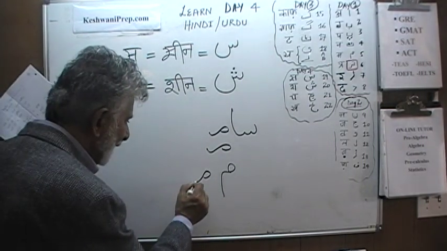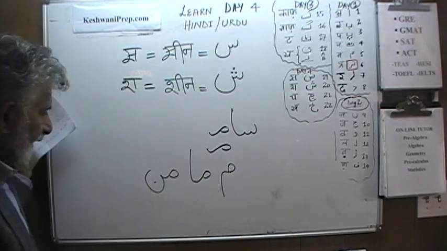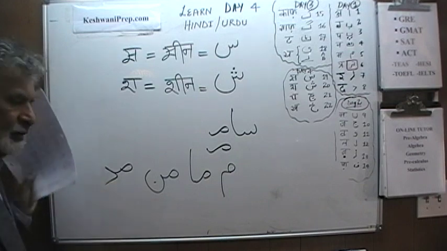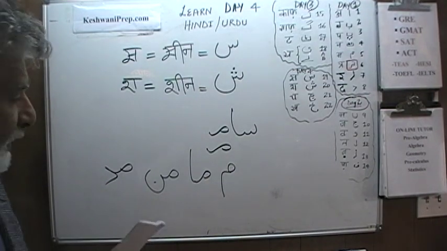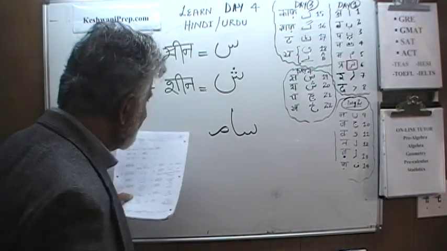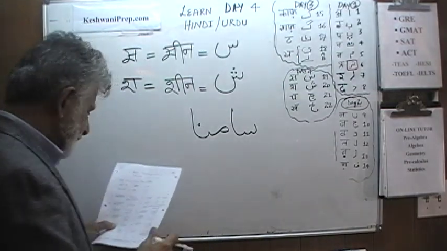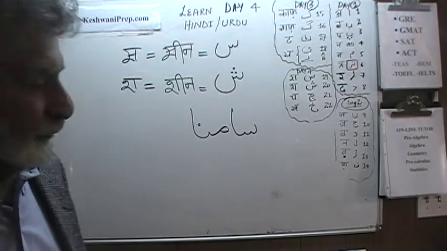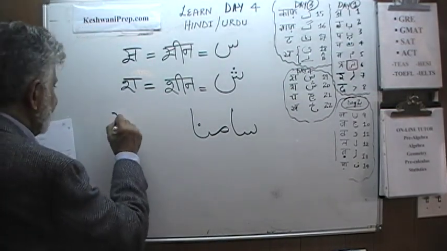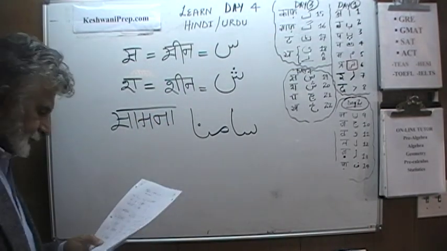If it joins alif, it's going to look like this. If it joins noon, it's going to look like this. If it joins dal, it's going to look like this. It depends on what it's about to join. But when it's about to join the next letter, it goes from the bottom. Sa, ma, na. Samna. Samna is interface something.